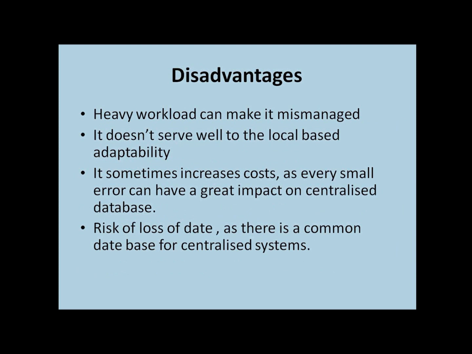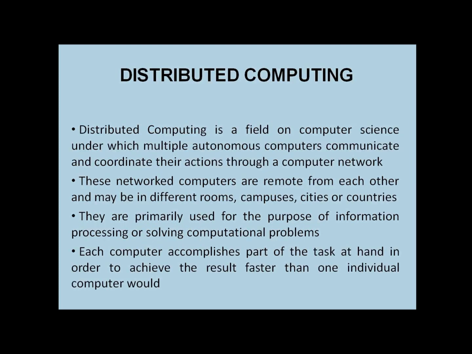Moving on to the drawbacks or the disadvantages, the central information system demands large data storage. It sometimes increases cost as every small error can have a great impact on the centralized database. Heavy workload can cause mismanagement. It doesn't serve well for local adaptability. There is a risk of loss of data as there is a common database for centralized systems, and it requires high cost in transmitting transactions. So now moving on to distributed computing.